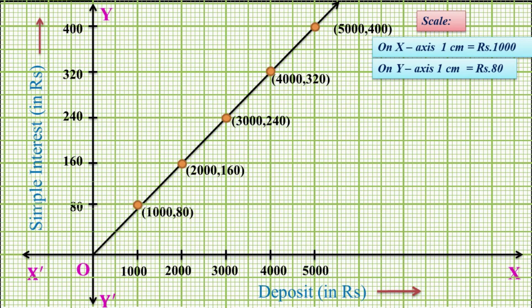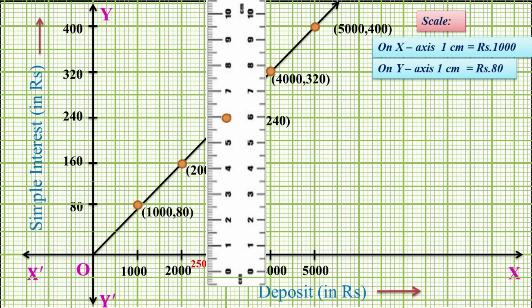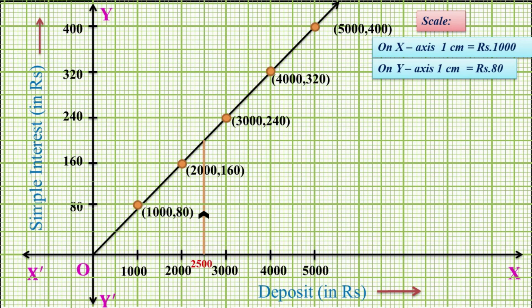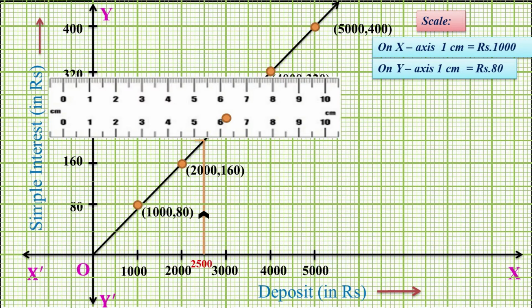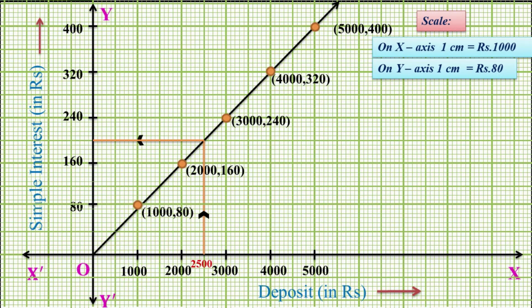Use the graph to find the interest on rupees 2500 for a year. First, we mark 2500 on the x-axis. Locate the point between 2000 and 3000. Draw a vertical line to meet the linear graph. Now draw a horizontal line to meet the y-axis at rupees 200. So for a deposit of rupees 2500, the interest is rupees 200.